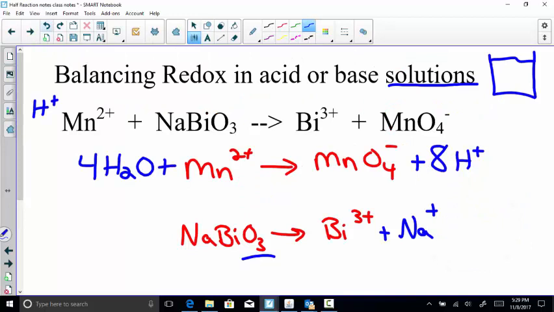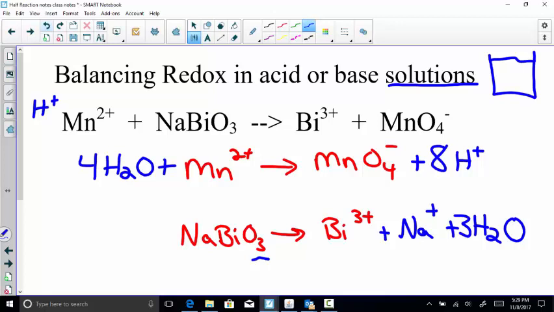Okay, so we need to add H2O over to this side, because the only way you get to add oxygen is by adding water. That's it. And then I need to add 3 of them, because I have 3 of them right there.